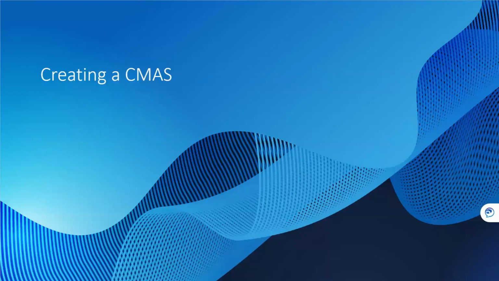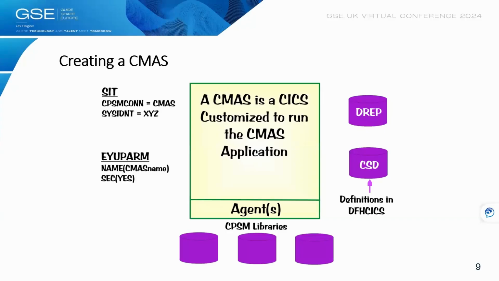So let's start by talking about creating a CMAS. So to create a CMAS, right, you can find some sample JCL. I'm going to show you where in just a second. But what makes the CMAS different than a CICS region is in its SIT, it has CPSMCONN=CMAS, which is an overridable SIT parameter. It needs its own unique SYSIDENT.